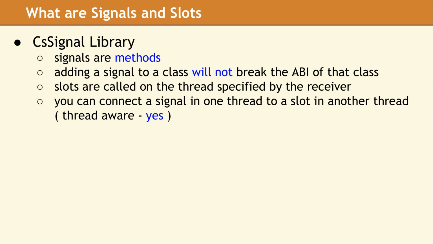The CsSignal library takes a completely different approach. In CsSignal, signals are represented by methods. This means that adding a signal to a class just involves adding a method and does not change the ABI of that class. If you are using CsSignal in a multi-threaded program, slots are called on the thread determined by the receiver. This means that you can emit a signal in one thread and have the slot invoked in another thread, because CsSignal is thread aware.